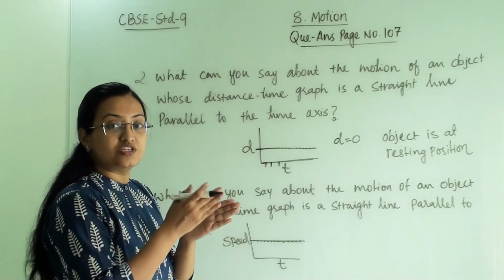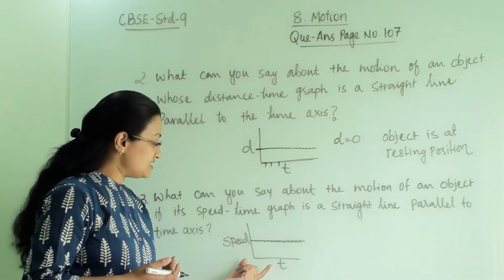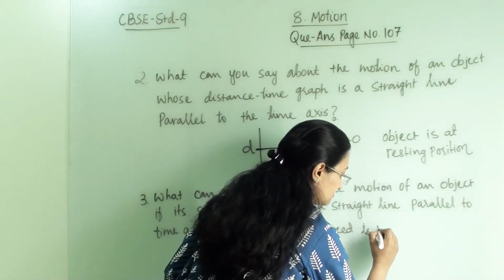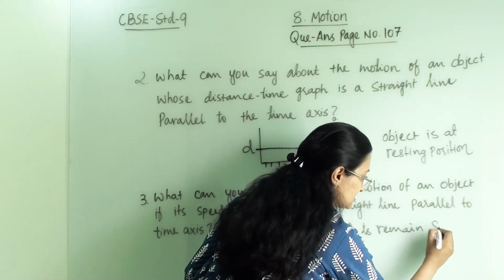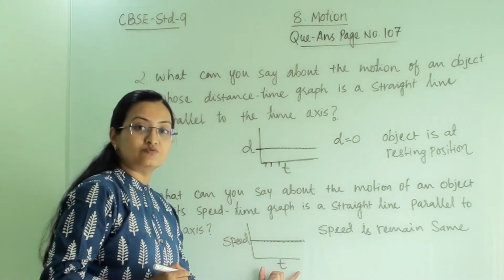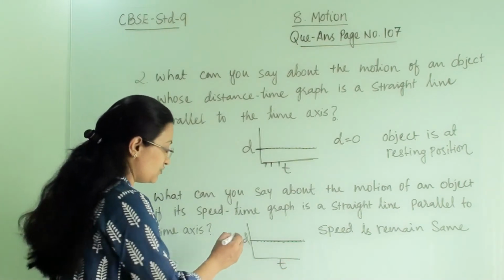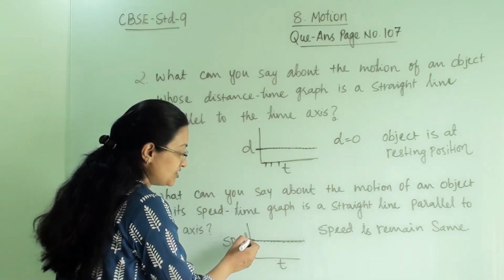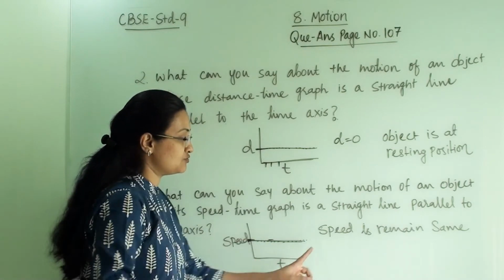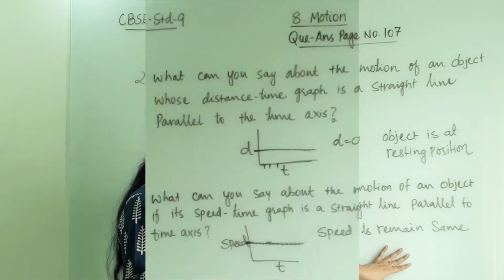So for any object which is traveling with the same speed, the graph will be something like this. Speed remains the same along this much time period. So then only it is parallel to the time axis. Whatever speed is there, 5 km per hour or 5 meter per second, that speed is constant, but time is changing. So speed has remained the same. Speed is constant for a given period of time.